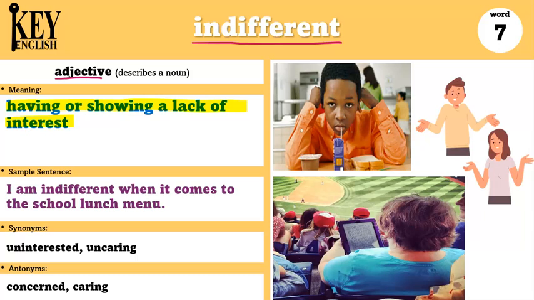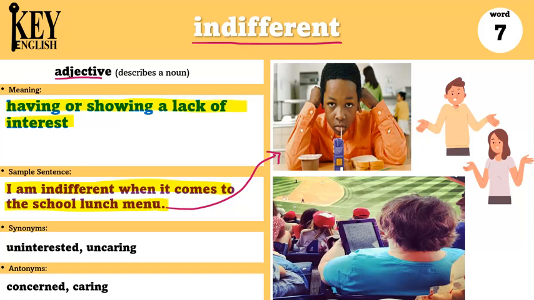For example, if someone asks you, "Do you want pizza or pasta?" and you say, "I don't care," then that means you are indifferent. The example says, "I am indifferent when it comes to the school lunch menu." So maybe for the lunch menu, it doesn't matter what is on the menu, you don't care. It's not that you don't like it or that you love it. It just doesn't matter what there is, you will eat it anyways.